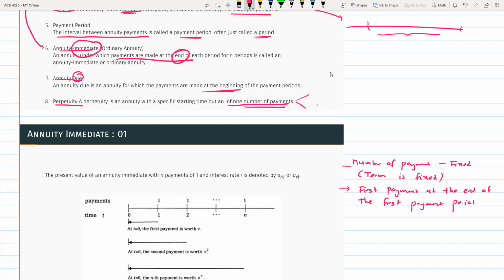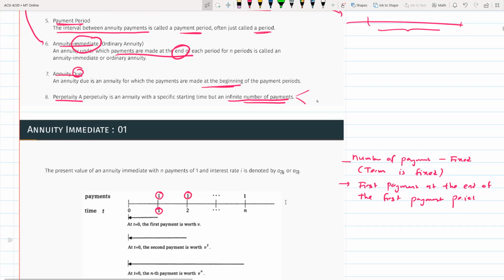Okay, so here you can see the first payment. These are the payments. So the first payment is at the end of the first payment period. Okay, so what's the payment period? Here we define payment period. The interval between annuity payments is called the payment period. Okay, so this is at the end of it.